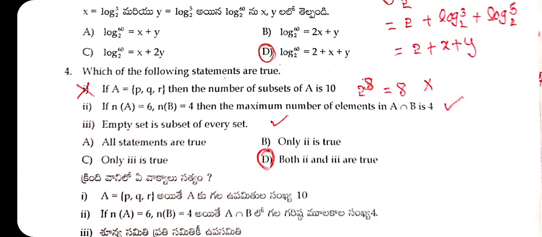Which of the following statements are true? See here, A set is having 3 elements, so the number of subsets is 2 cube, that is 8. So the first option is wrong.